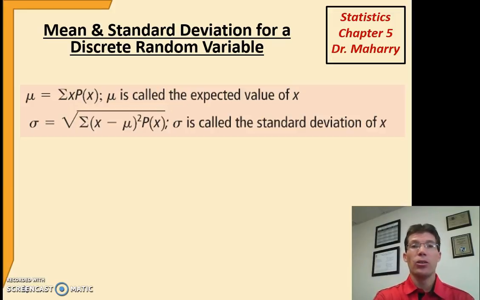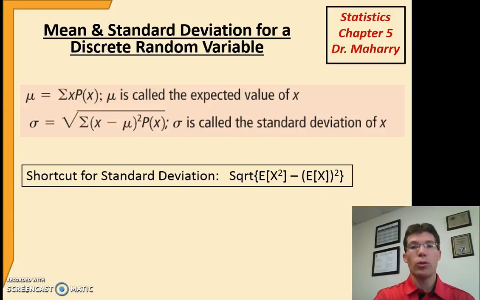The mean, you take each value of the random variable times its associated probability and add them up. So it's kind of like a weighted average. Each value x times its associated probability. The standard deviation then is squared deviations away from the mean times its associated probability. Now we do have a shortcut formula where you can take the expected value of x squared minus the mean squared and then the square root of that result.